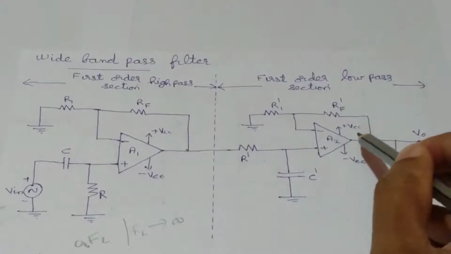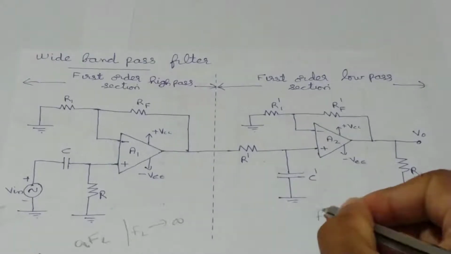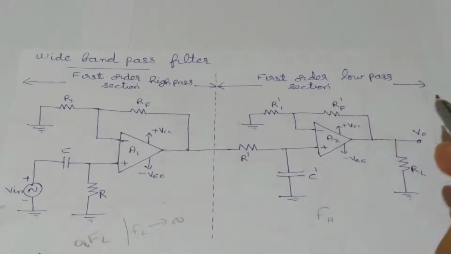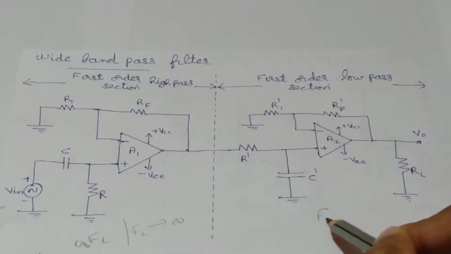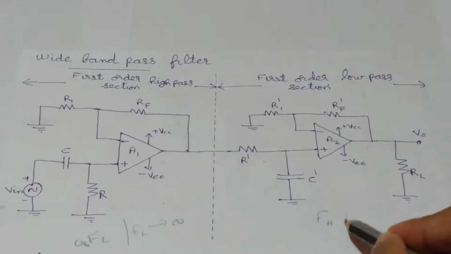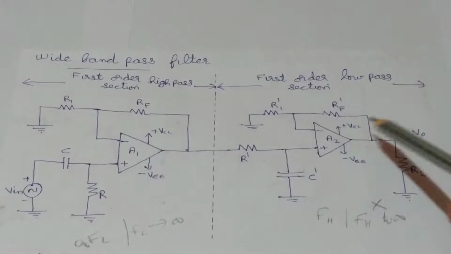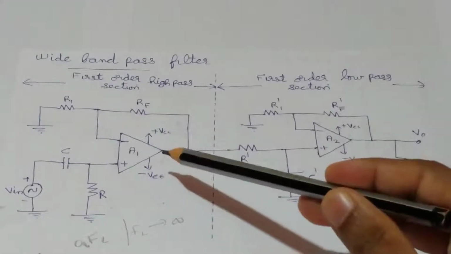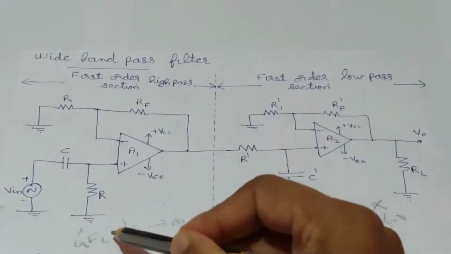Now when we consider the working of the low pass filter, if FH is the higher cutoff frequency of the first order low pass filter, we know the low pass filter passes the frequencies that come before that higher cutoff frequency, and it blocks all the frequencies from FH to infinity. Okay, so this low pass filter will block or attenuate all the frequencies that come after this FH frequency, and this high pass filter will block all the frequencies from 0 to FL.